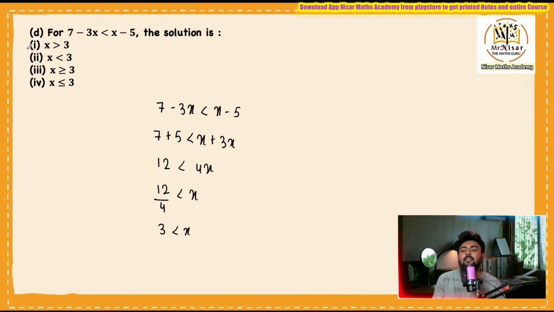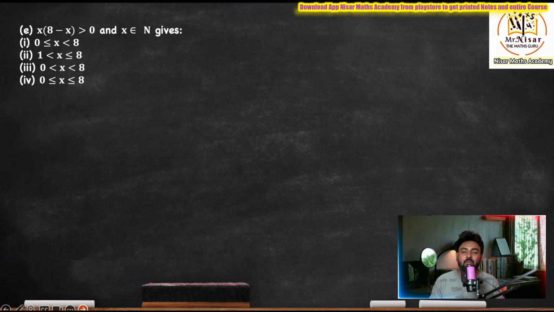X is greater than 3, so option number 1. Sir, now you will say that this option is not present. Beta, see this. You said x is greater than 3, so you can write like this also, no? The meaning of this and this are one and the same. You have to see according to the option. Sir, here signs of inequality are changing. They are not changing, just observe it. We are just changing these values from here to there. Let's go ahead to the next question.